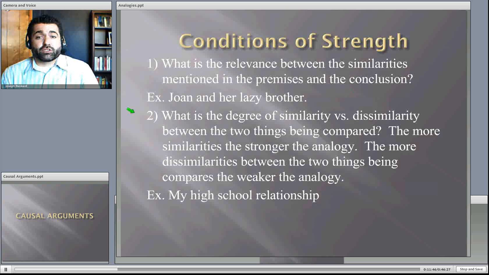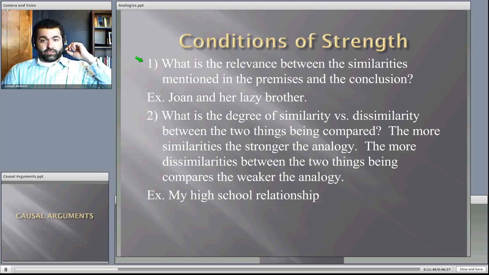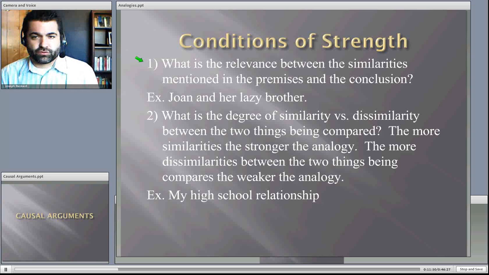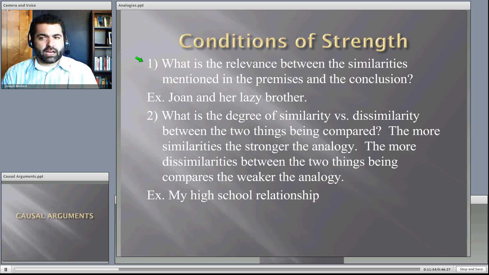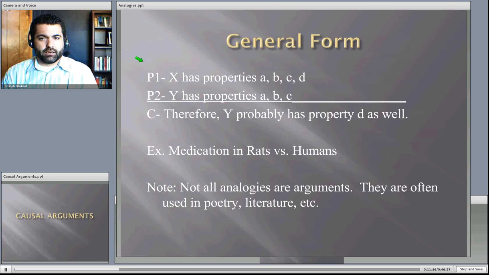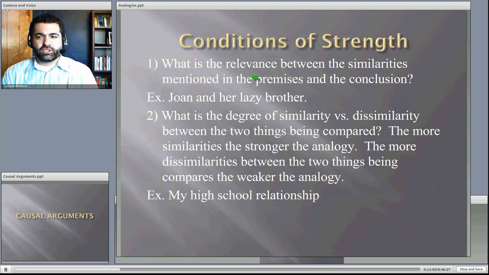Conditions of strength. So how do we evaluate analogies? There's two primary conditions of strength. One, what is the relevance between the similarities we've listed, right? A, B, and C. These are the similarities here. What is the relationship between the similarities in the premises and the similarity to the conclusion, right? So I can give you an example.